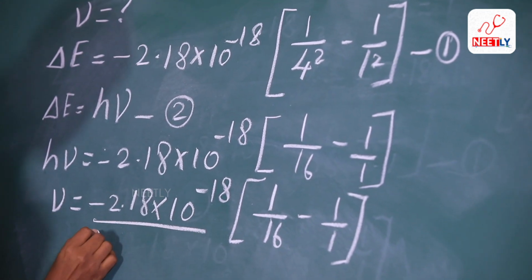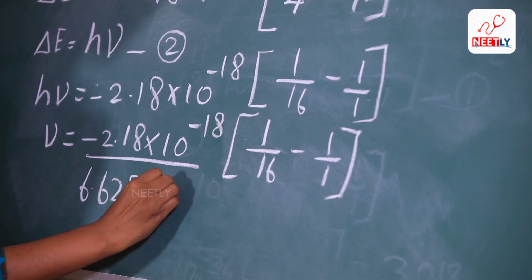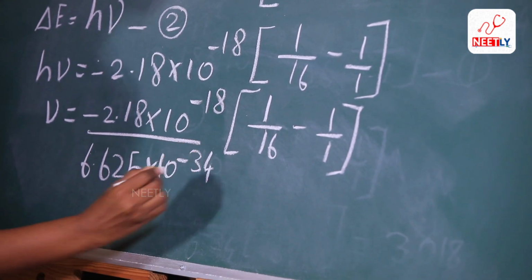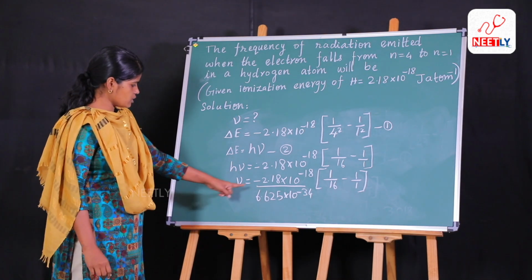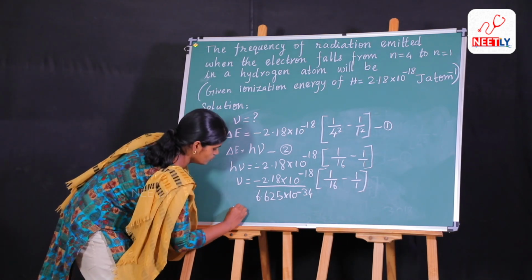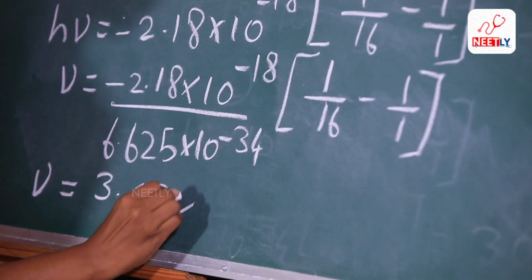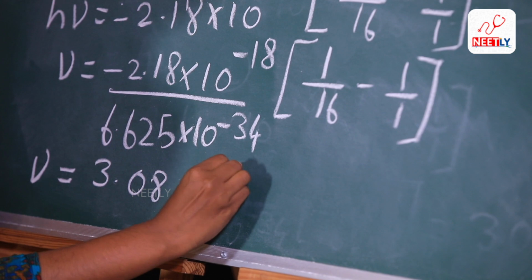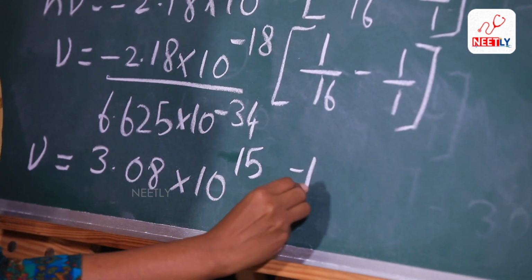divided by 6.625 × 10^-34 J s. If we calculate this frequency, then we obtain the value ν = 3.08 × 10^15 s^-1.